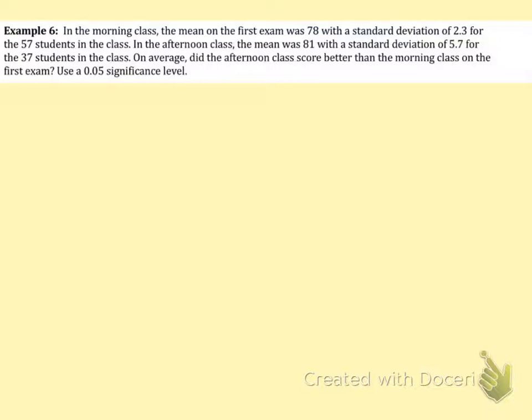So notice we're talking about mean, so I'm going to let mu1 represent the average of the morning class, and mu2 is going to be the exam average of the afternoon class.